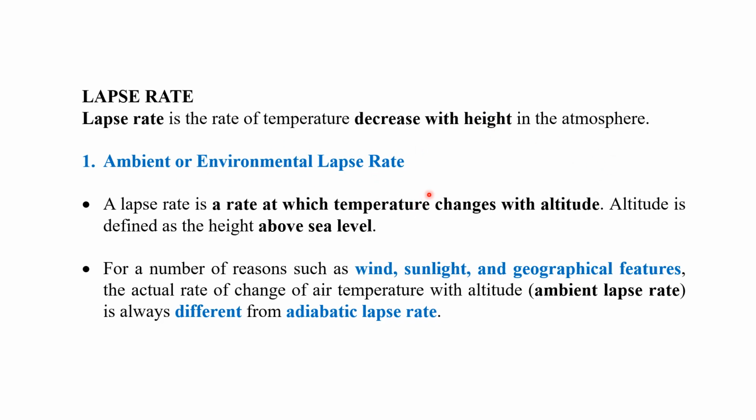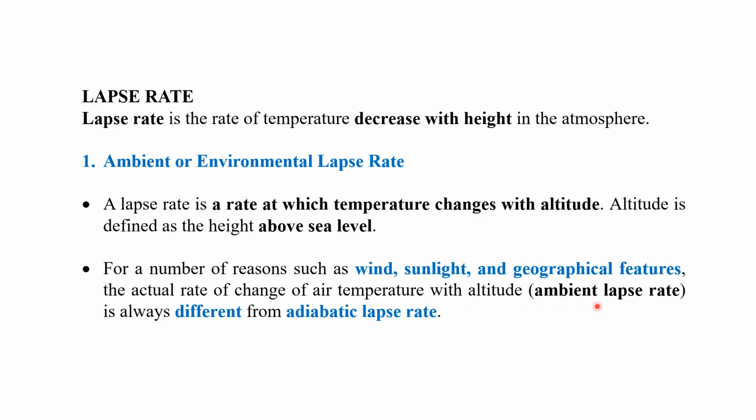There are two types of lapse rate. The first one is called the ambient or environmental lapse rate. What does it mean? A lapse rate is the rate at which temperature changes with altitude. Altitude is defined as the height above sea level. The ambient or environmental lapse rate depends upon wind, sunlight, and geographical features of the Earth, and definitely it varies from location to location on the Earth.